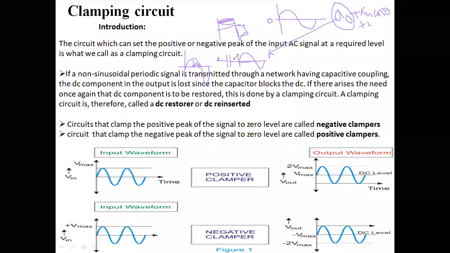This capacitor won't allow any DC components. If the circuit after this capacitor requires a DC component, then we are going to place the clamper circuit here. This clamper circuit will move this waveform in some other way, like this.